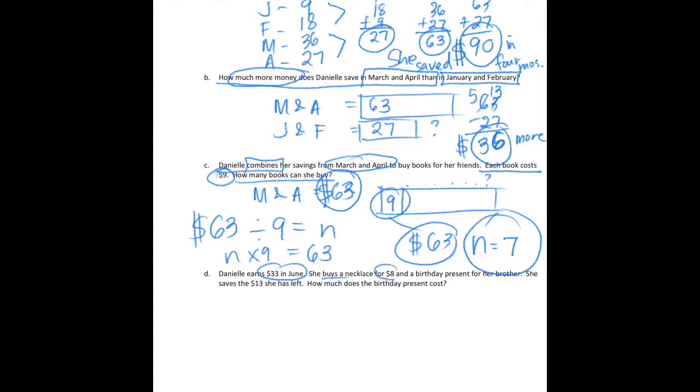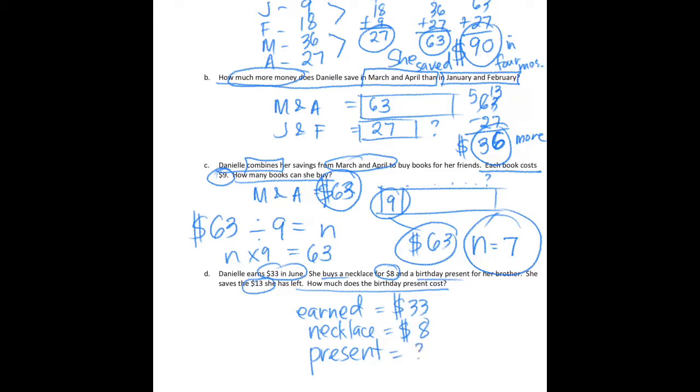Now, Danielle earns $33 in June. She buys an $8 necklace and a birthday present for her brother. She saves the $13 she has left. How much does the birthday present cost? So, we need to note that she earned $33 and then the necklace that she bought is $8. So, we are going to subtract that later. And then the present, we don't know. So let's leave it as a question mark.